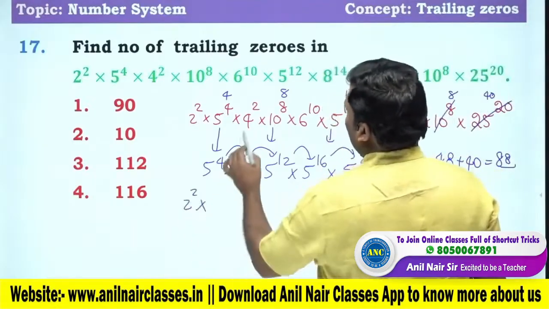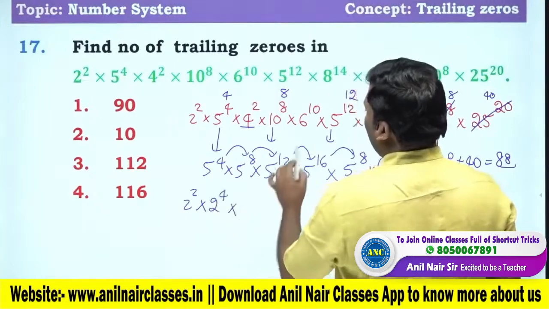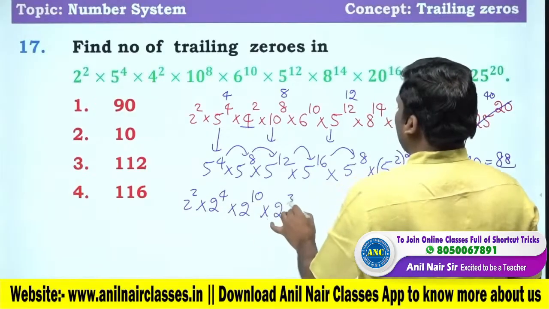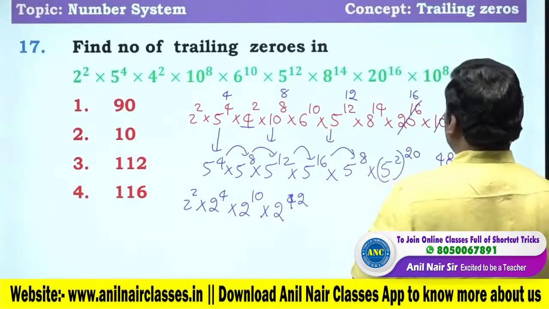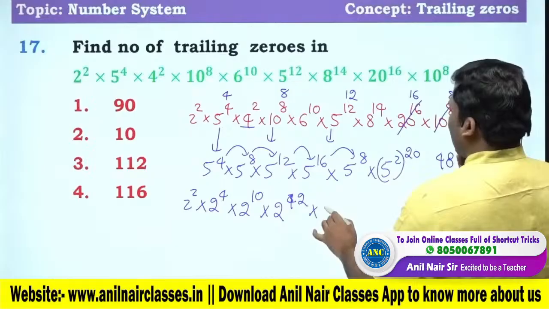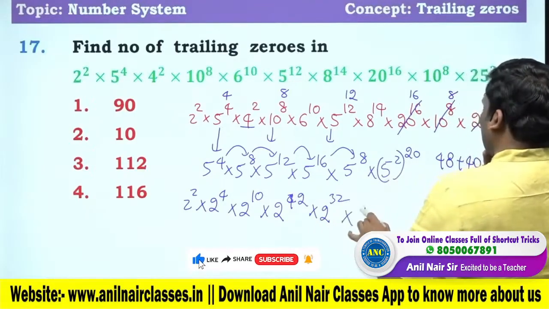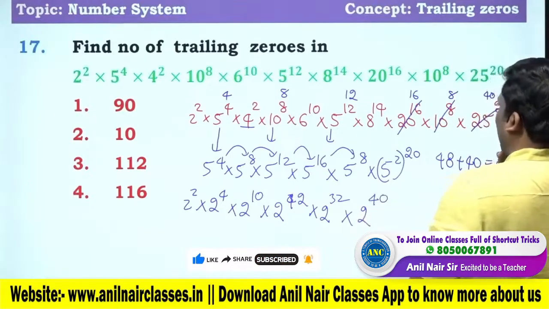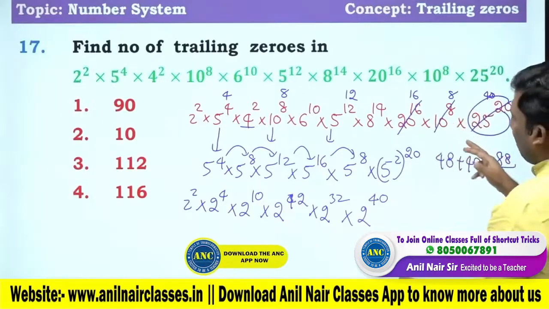2 square into 4 square. 4 square is 16, which is 2 power 4. 6 is 2 power 10. 8 is 2 power 3 power 14. 3 14s are 42. Next it is 20, which is 2 square, so it is 2 power 32. 10 is 2 into 5. 5 8s are 40. 25. So it is over. Here it is 2 into 5 power 8.